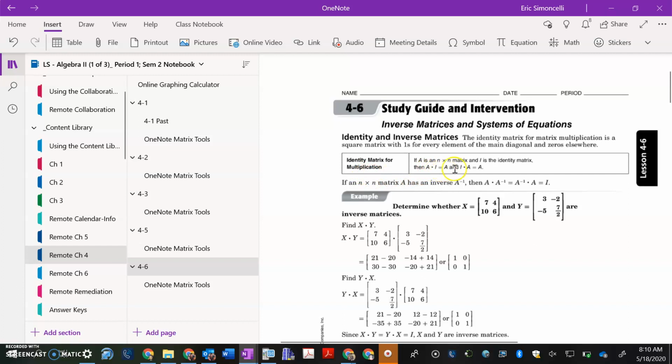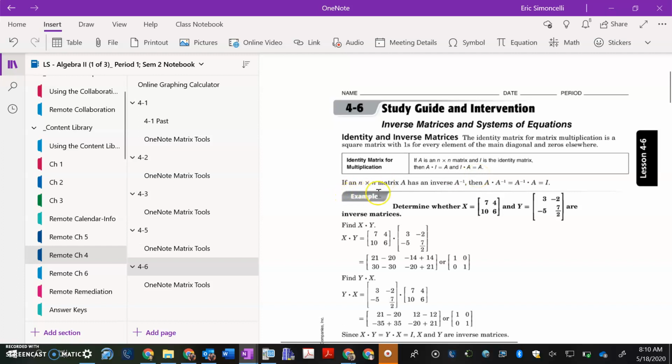It could be any n by n matrix, as it suggests here, identity matrix for multiplication. If A is an n by n matrix and I is the identity matrix, then A, any square matrix, times its identity is equal to A. And the same holds true if you take the identity I times matrix A, and you get just A in return. It's kind of like multiplying a number by one. You'll always get the matrix back.